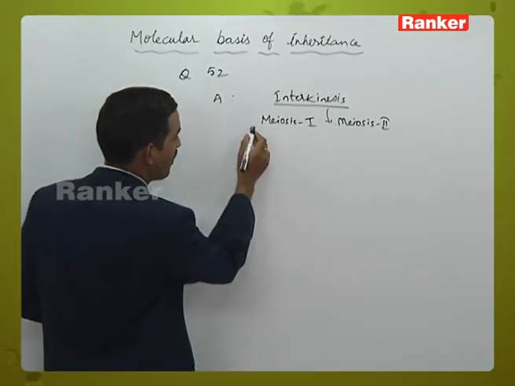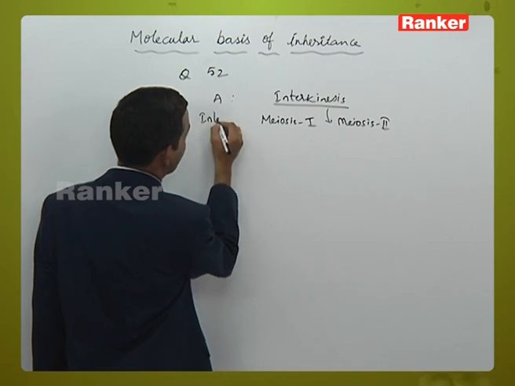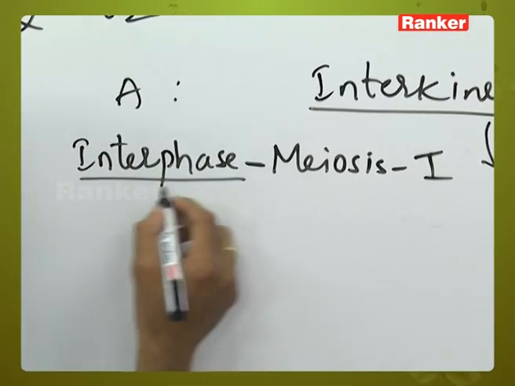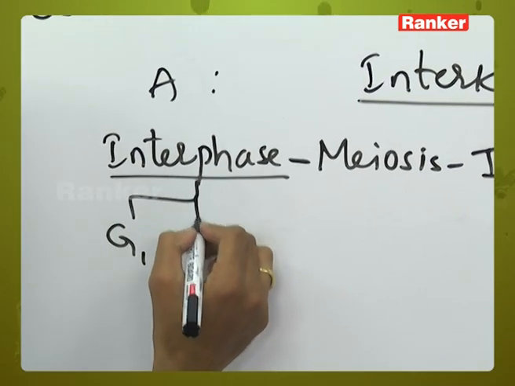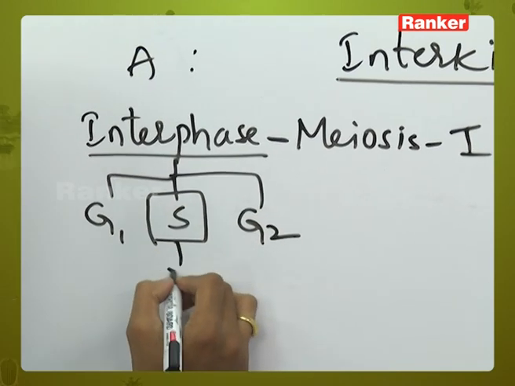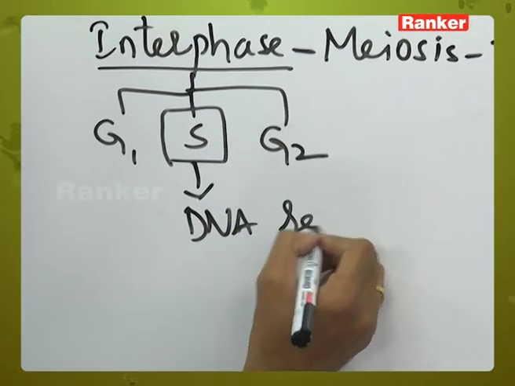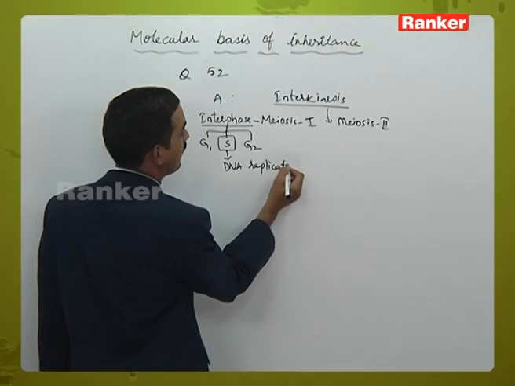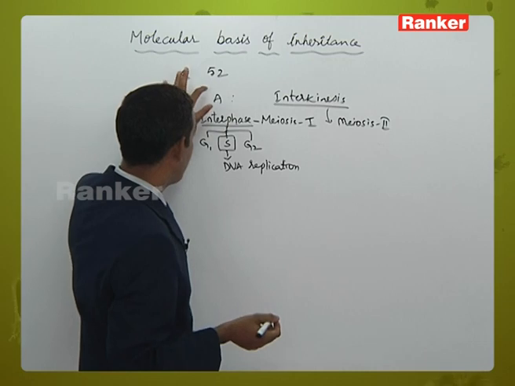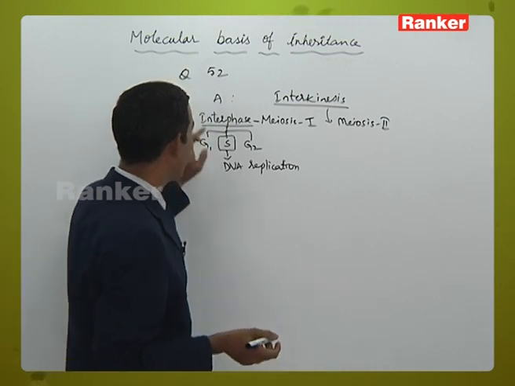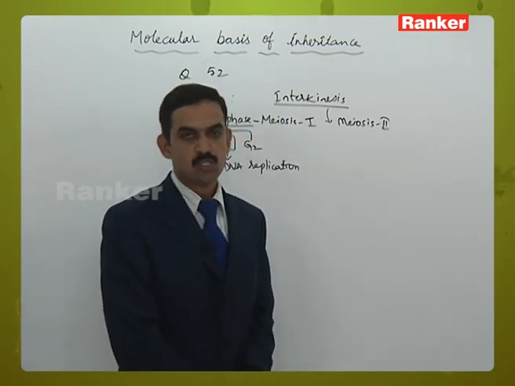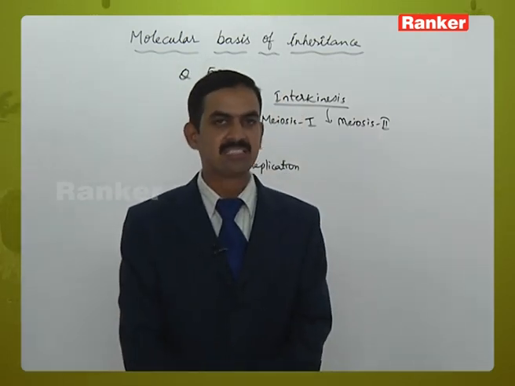But actually, before meiosis 1, there is one more stage called interphase. During this interphase stage, we know that G1, S and G2 phases are there. Here, during S phase, the DNA replication, or the synthesis of DNA, takes place. So in the meiotic phase, during interphase the DNA replication takes place, but not during interkinesis. So the statement given in the assertion is correct.